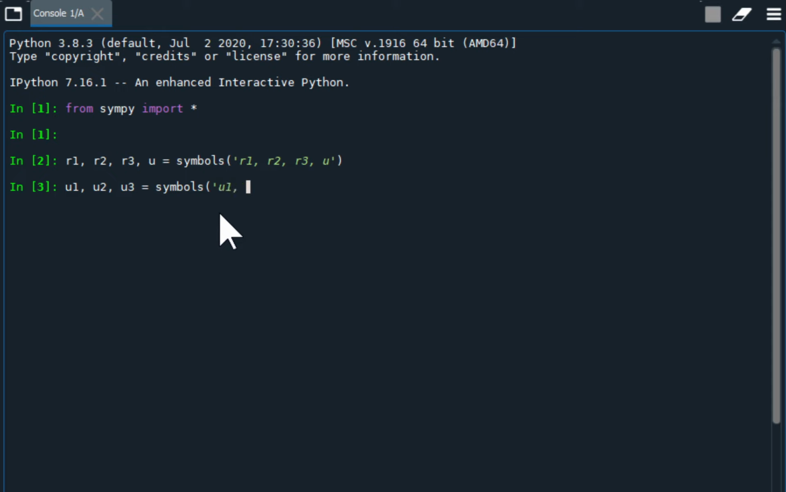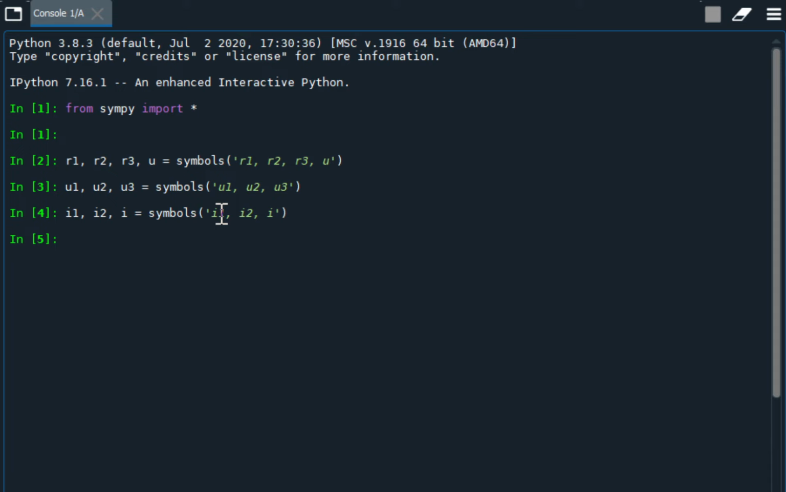U1, U2, U3. And then I have I1, I2, and I. The other symbols, I1, I2, I. Okay, now we have all the symbols given. So next we need to actually type these equations there.